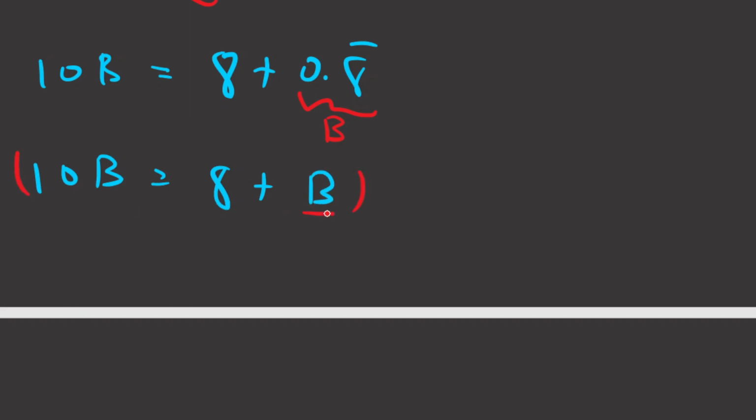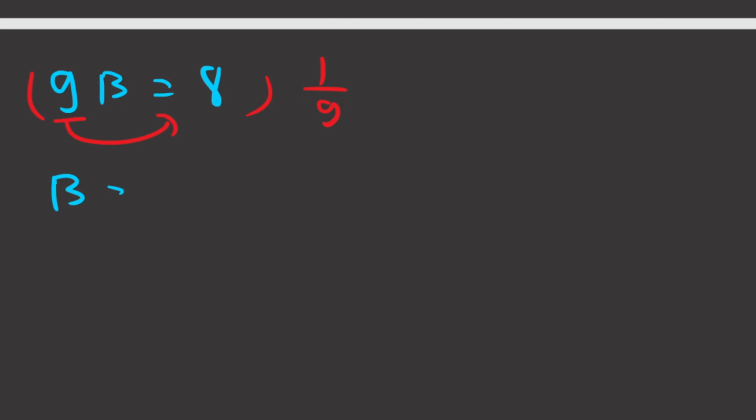By moving b to the other side, that is by adding minus b to both sides, we get 9b is equal to 8. By multiplying by 1 over 9, we get b is equal to 8 over 9, just like this. So we know the value of b as a fraction. Problem solved. We just need to calculate things so we can know our number.